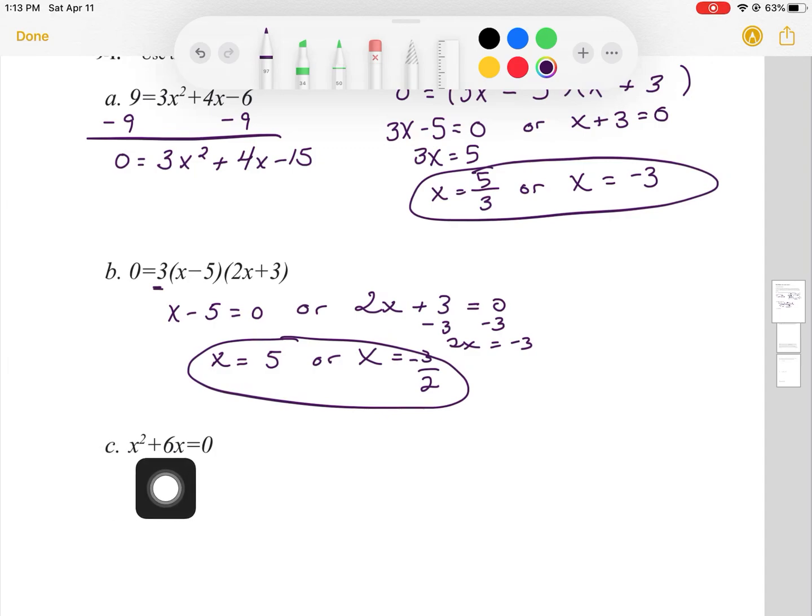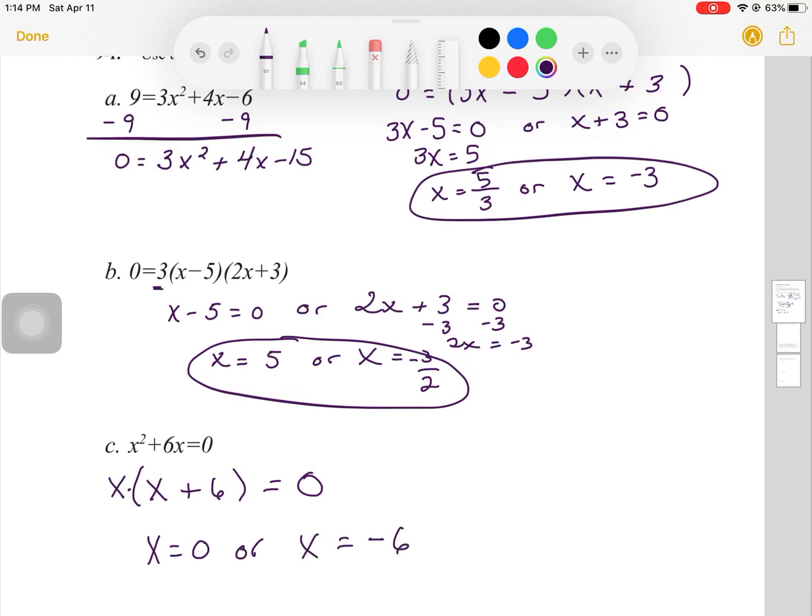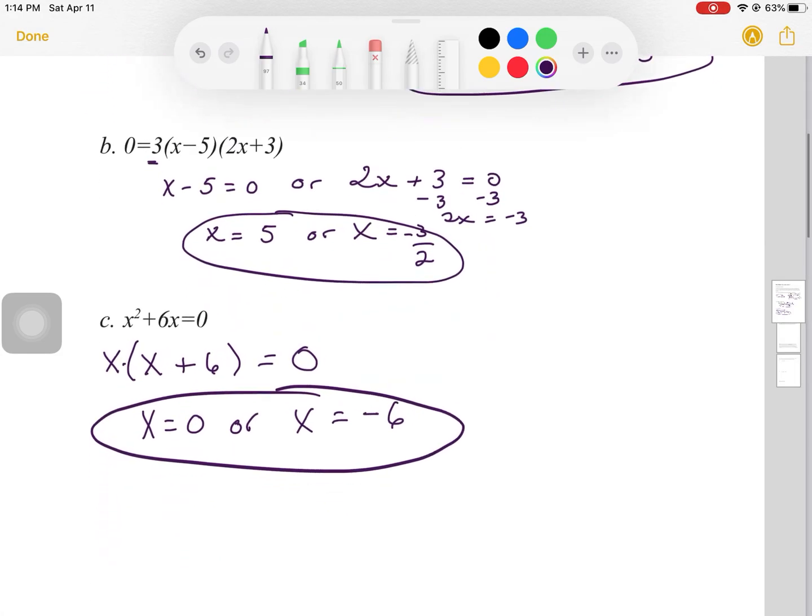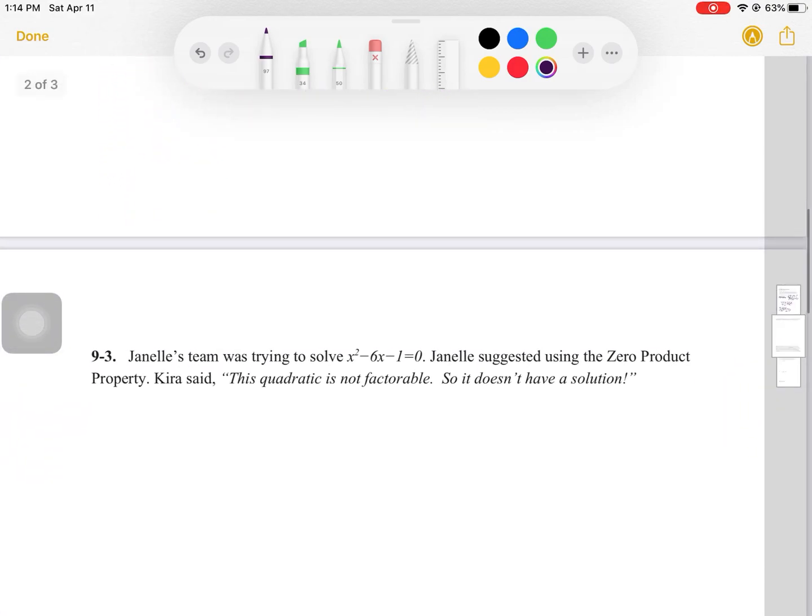And then in the last one, this one's not in factored form. But when I look at this one, I could go through and put a 0 in for C, but I'm just going to look at this and see that they have a common factor of x. So I'm going to factor out an x, and I get x times x plus 6. I know there were some questions last week about situations like this, but essentially what that means is you've got 2 factors. One of them just happens to be x. So I'm going to say x equals 0 or x equals -6, and those would be my 2 solutions. So that's a quick review of the zero product property.